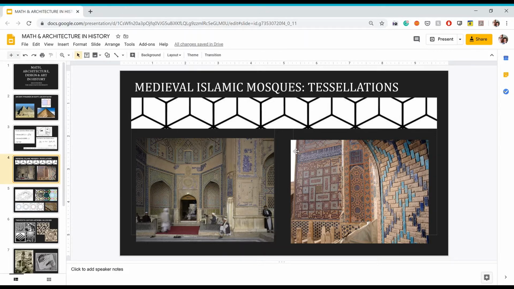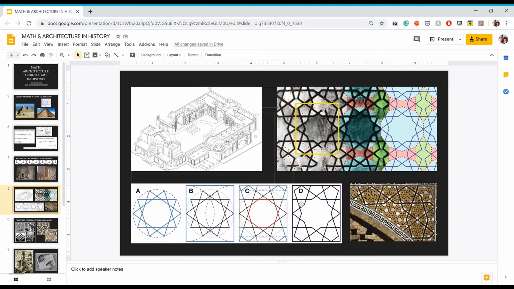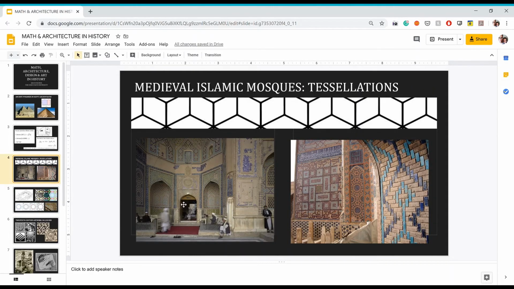a tessellation is a repeating geometric shape where they line up next to each other with little to no wasted space between the constructions. The photos below are from the Timurid Shrine in Afghanistan from the 1420s, which I'll talk about in a second. But let me first talk about the origin of tessellations.